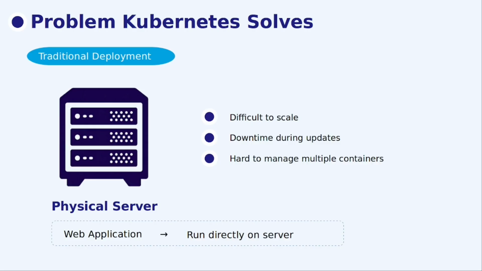Problem Kubernetes solved. Before we talk about Kubernetes, it is important to understand the problem it solves. In traditional deployments, applications usually run directly on a server. For example, we install the application, install dependencies, and then run the application process on that server. This approach works well when the system is small.